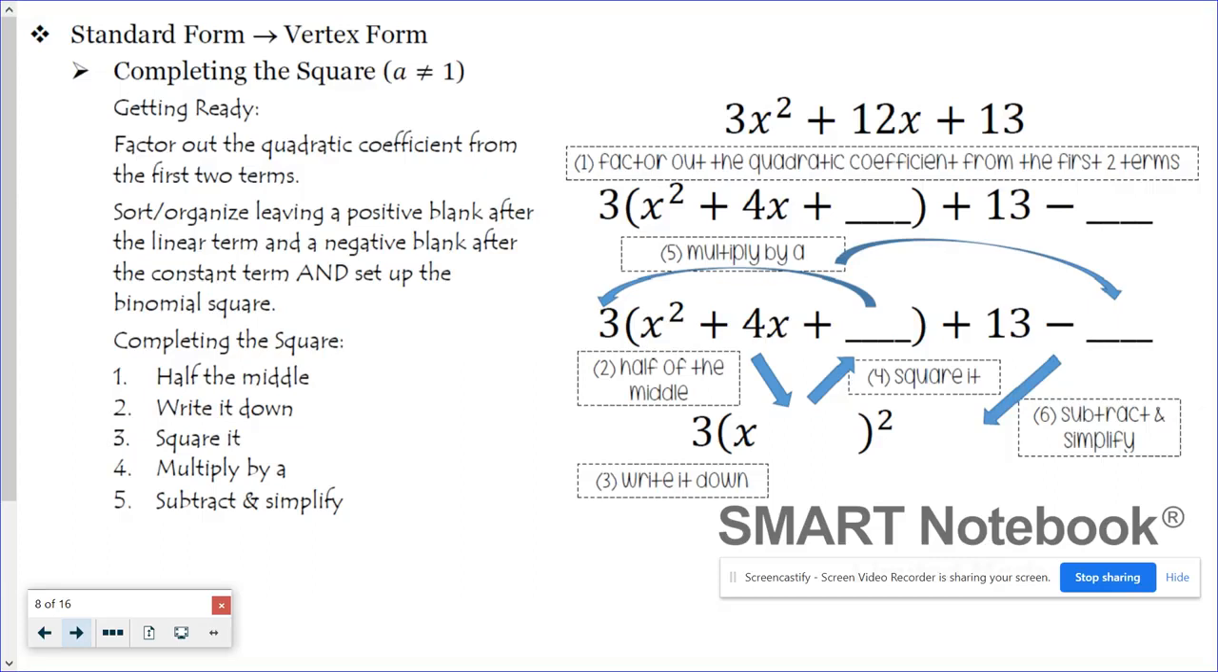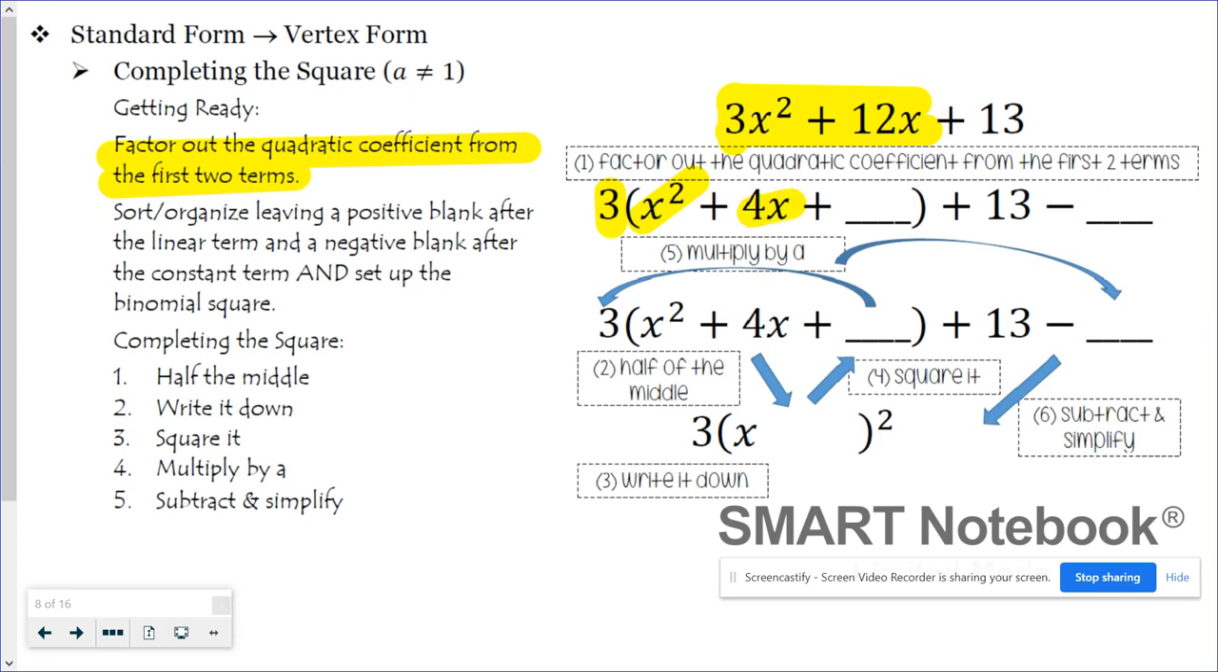When we get ready to complete the square in a situation where there is a quadratic coefficient, we have to factor out the quadratic coefficient from the first 2 terms. So that's what I did here. My first 2 terms are 3x squared plus 12x. I'm going to factor out the 3 and write down what remains. So 3x squared divided by 3 is x squared, and 12x divided by 3 is 4x.